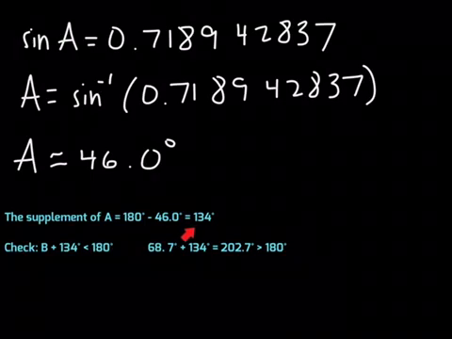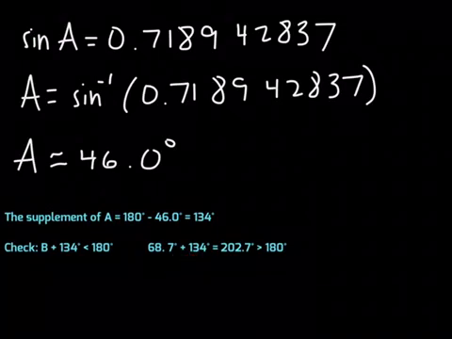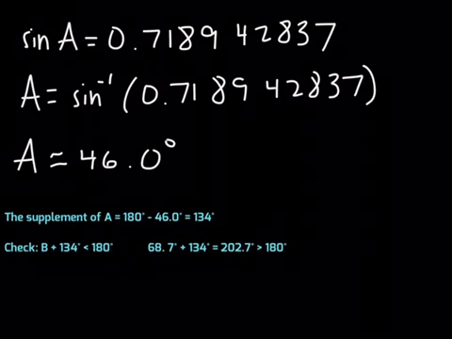I do not have two triangles here. I would only have two triangles if I added these two angles and got something less than 180, which I did not. So there's only one triangle.